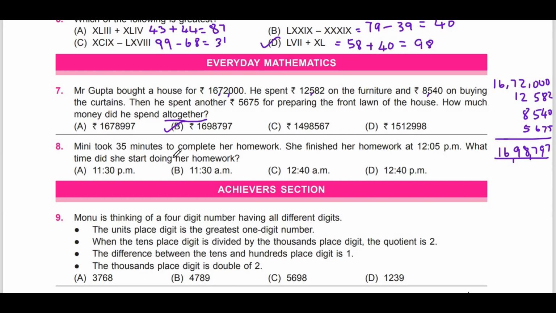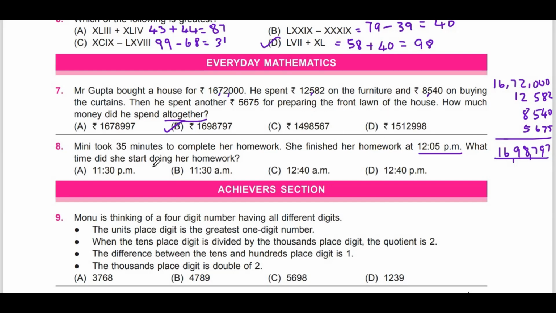Now let's see the 8th question. Minnie took 35 minutes to complete her homework. She finished her homework at 12:05 p.m. What time did she start her homework? So she has finished the homework at 12:05. So we have to go back 35 minutes. So 5 minutes back. What is the time? 12 o'clock. Again 30 minutes we have to go back, so 30 minutes if we go back, it will be 11:30.